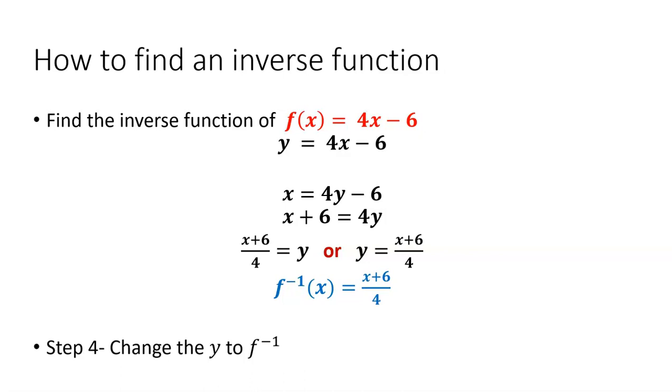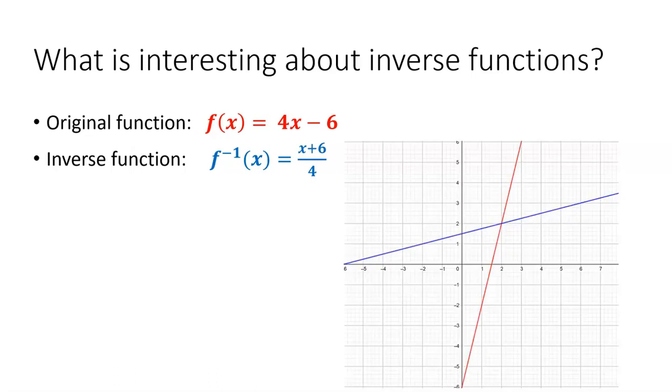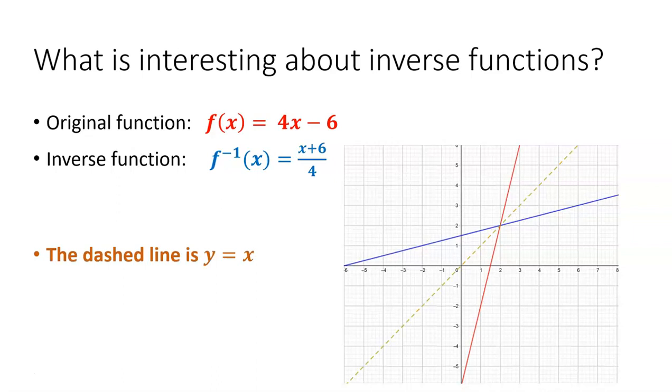In the rest of this video, we're going to check out why these inverse functions are interesting. So what is interesting about this f of x equals 4x minus 6 and the inverse of f of x being x plus 6 over 4? Well, let's graph them. You can see them on the graph, and at first it may not look very exciting, just two intersecting lines. But let's add the dashed line y equals x.